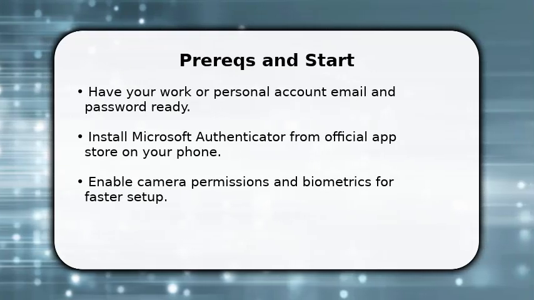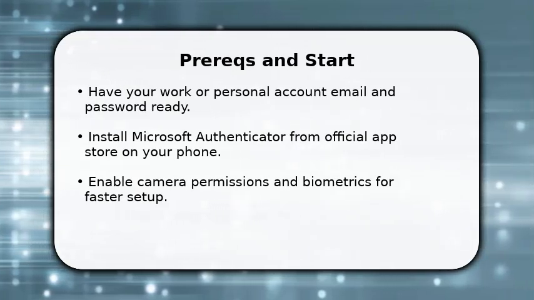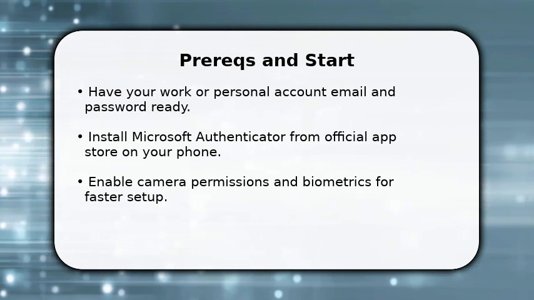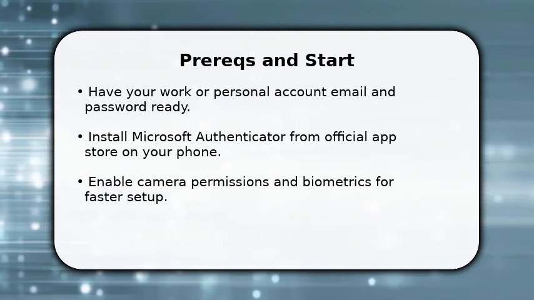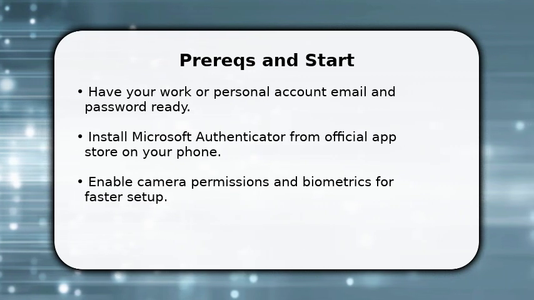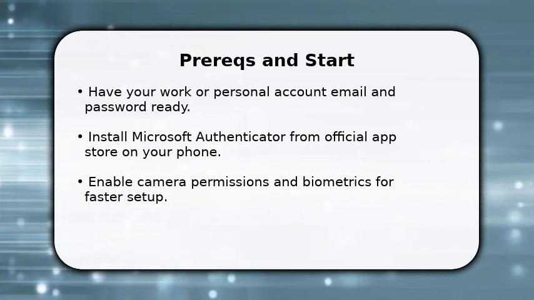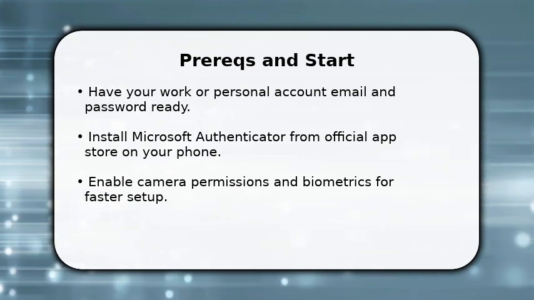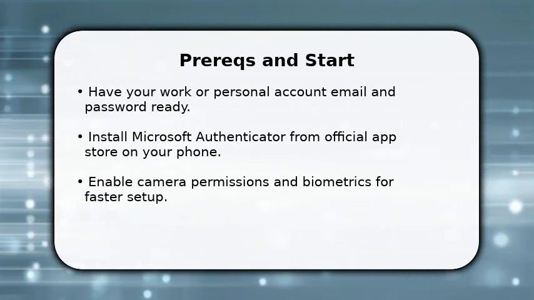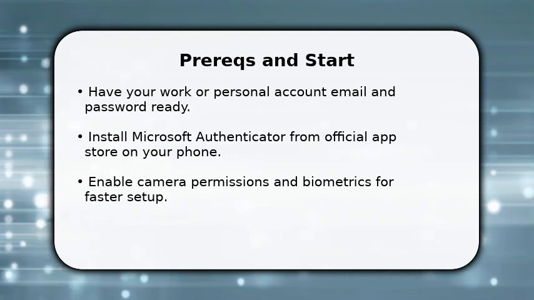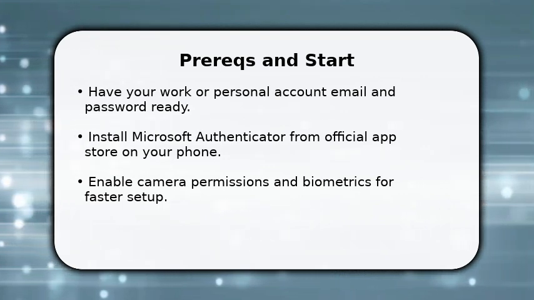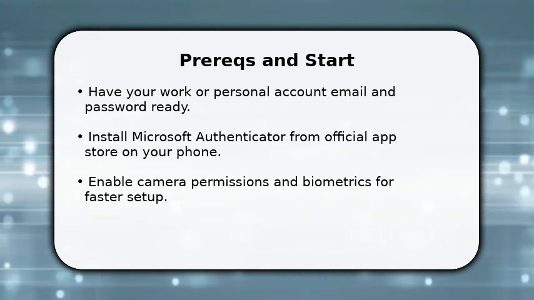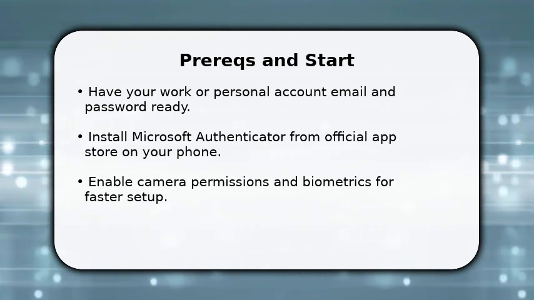You begin by confirming prerequisites: your account credentials and phone ready with the Microsoft Authenticator app installed. Open the app and choose Add Account, pick work or school account or personal. Once done, allow camera access so you can scan a QR code from your computer or enter a code manually. Make sure phone time is set to automatic so codes sync correctly. This first step gets you into the verification flow, where the app and your account start communicating.